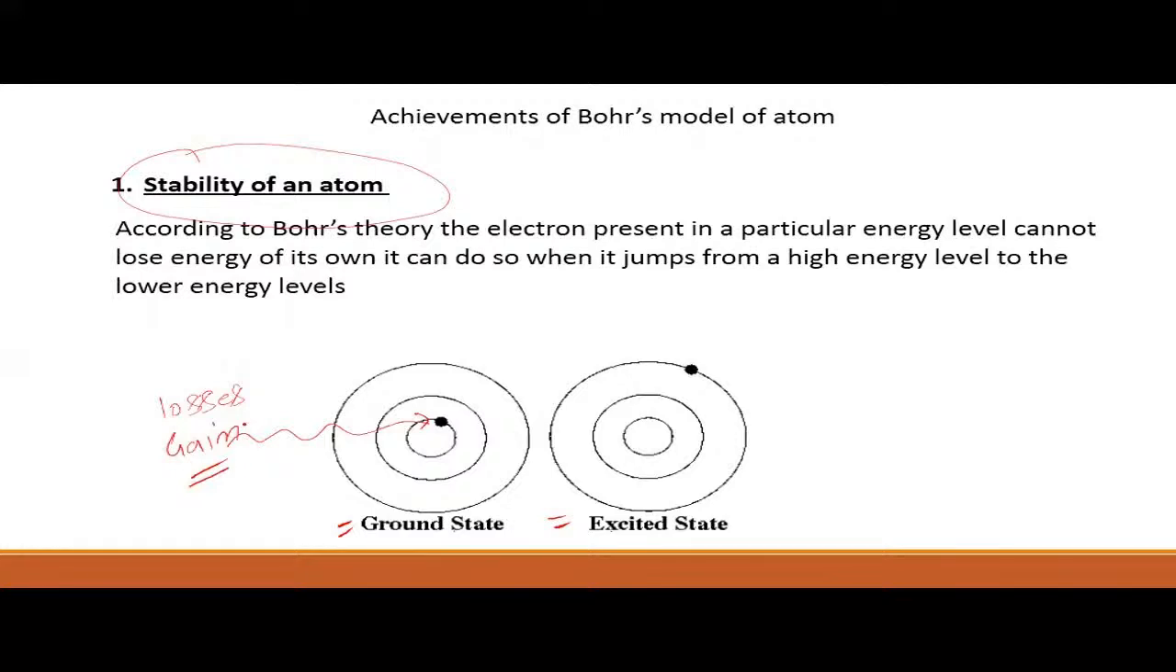If it absorbs energy from any external source, it jumps from its ground state to the excited state. This excited state is a temporary state. After some interval of time, the electron reaches its ground state again, and it releases energy in the form of radiation. That radiation is known as electromagnetic radiation. So this is the explanation given by Bohr for the stability of the atom.